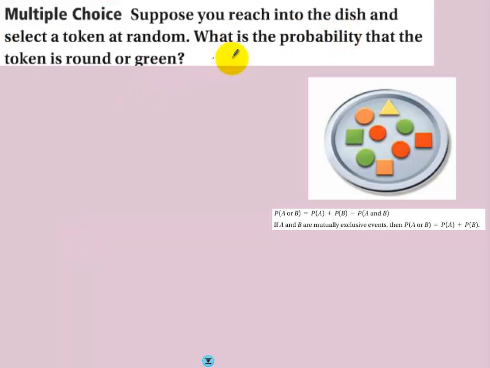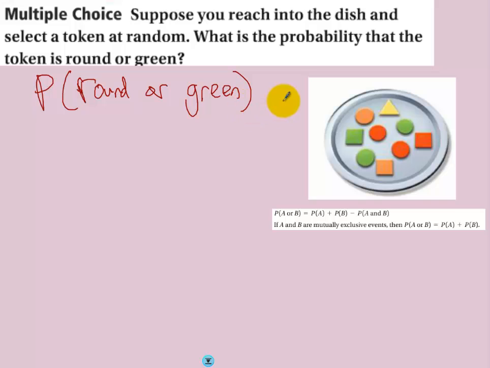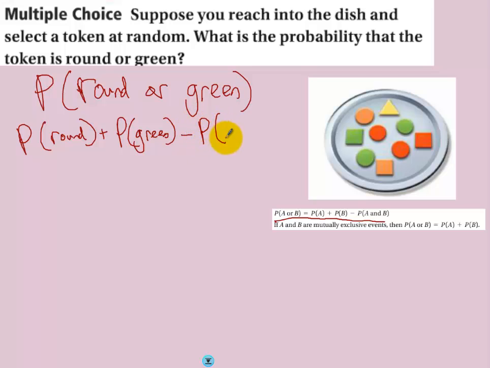Suppose you reach into a dish and select a token at random. What is the probability that the token is round or green? So the probability of round or green. Now in the case of this dish, are these events mutually exclusive, round and green? No, they're not, because something can be round and green. So I'm going to have to follow this formula if they are not mutually exclusive. It's the probability of A happening, round, plus the probability of B happening, green, minus the probability of both happening, round and green.